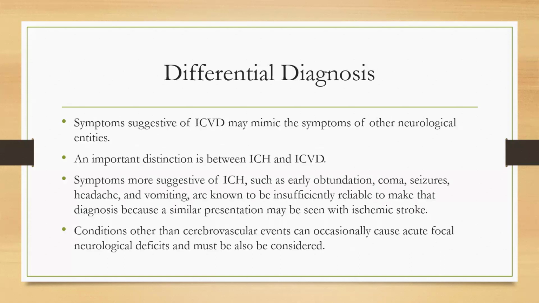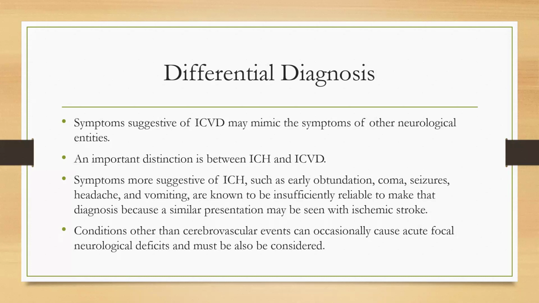These patients typically have a pattern of infarction consistent with embolism and have completed an evaluation to exclude other causes of ischemic stroke. Now, the differential diagnosis: symptoms suggestive of intracranial vascular disorder may mimic symptoms of other neurological entities. An important distinction is between ICH and intracranial vascular disorder. Symptoms more suggestive of ICH, such as early obtundation, coma, seizure, headache, and vomiting, are insufficiently reliable to make the diagnosis because similar presentation may be seen with ischemic stroke.